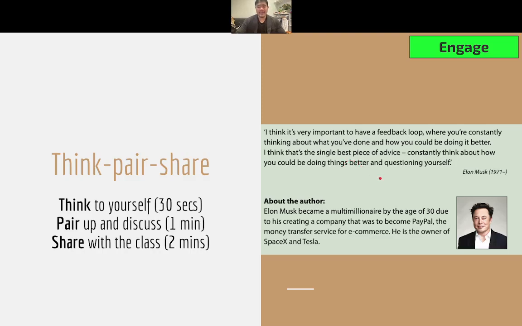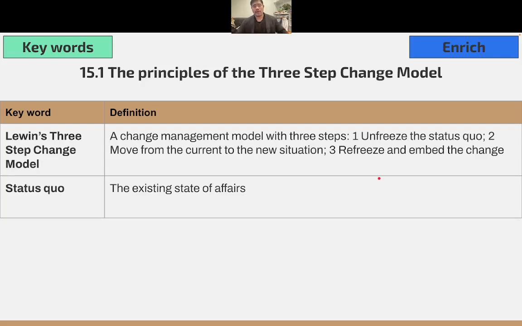All right, welcome back. We'll go now into the keywords. So 15.1, the principles of the three-step change model. So this is by Lewin. This is a three-step change model, a change management model with three steps. And the three steps are: number one, to unfreeze the status quo; number two, move from the current to the new situation; and step three is to refreeze and embed the change. We've included this one here. Status quo means the existing state of affairs. So what is currently happening at this current point in time.